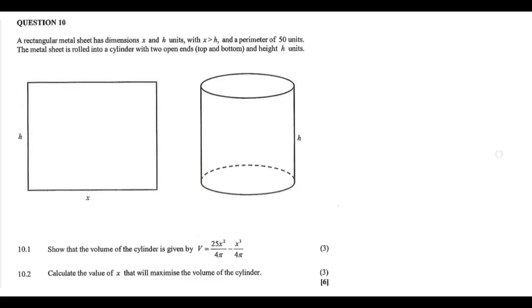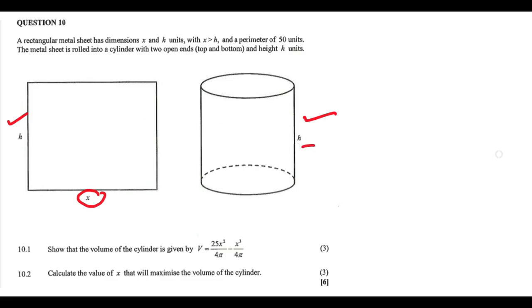This is the optimization question in front of me, question 10. The question says a rectangular metal sheet has dimensions x and h units with x greater than h and a perimeter of 50 units. The metal sheet is rolled into a cylinder with two open ends, top and bottom, and height h units. So this x is the circumference of the cylinder and h is the height of the cylinder.